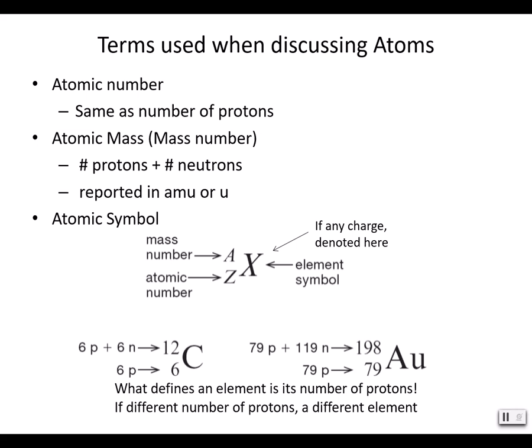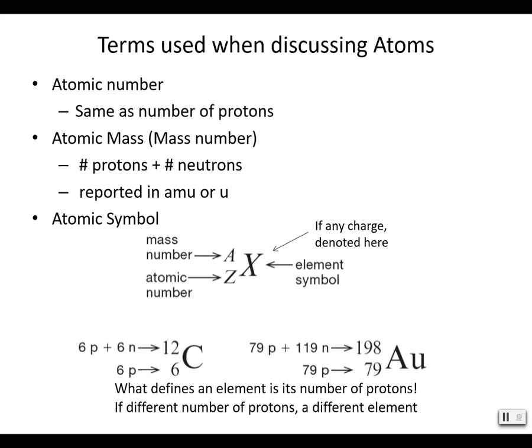Okay. What defines an element is its number of protons, its atomic number. If you look at the periodic table, you see that the atomic numbers, the numbers above the element symbol in the periodic table, those are all unique. Okay. So atomic number equal to the number of protons for a particular element.